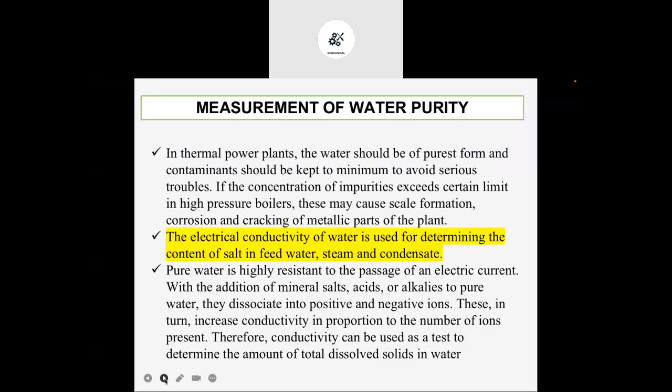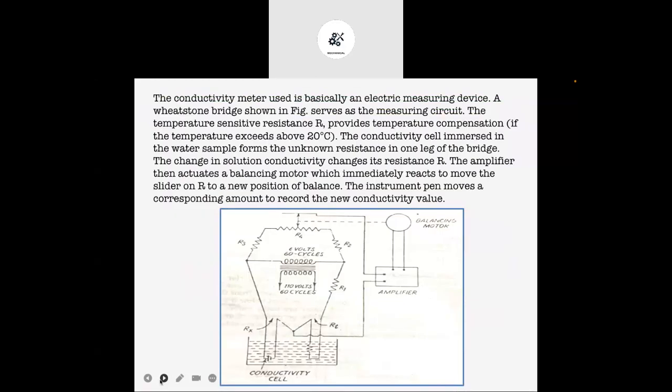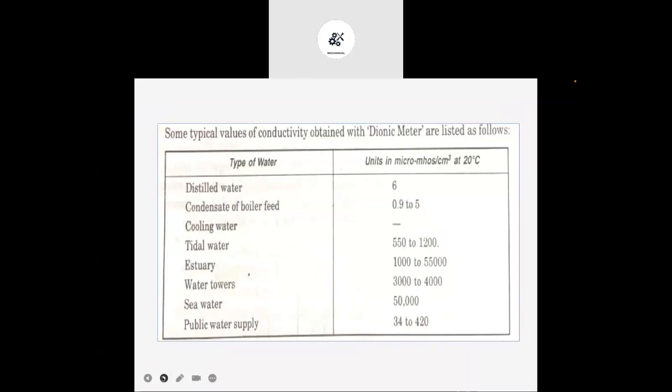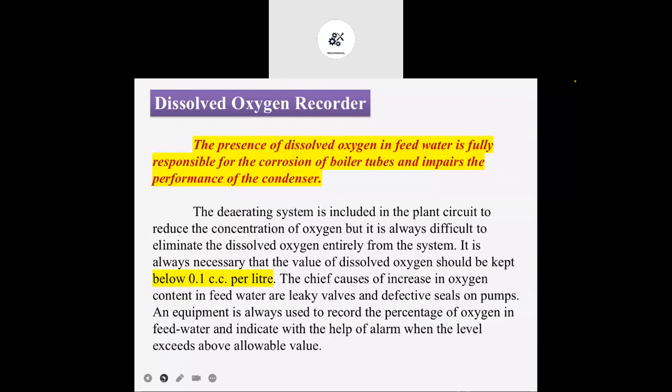For all those reasons, we are using measurement instrumentation in the power plant. There are many types of instruments, of which we saw the most important ones. First, the measurement of water purity. With the feed water used in the boiler, how pure is that particular water? For that, we are using water purity measurement. We measure the water purity by using different methods.